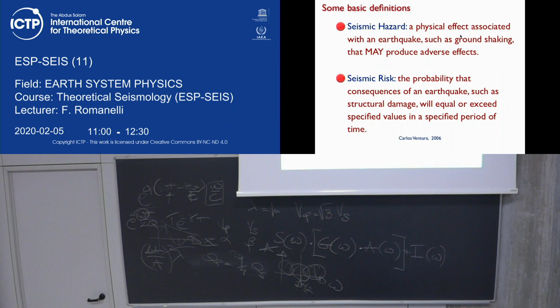And here there is another possible definition for seismic hazard. Okay? So a physical effect could be ground shaking, could be also a landslide caused by ground shaking, could be a tsunami caused by ground shaking, as we know from Tohoku. Okay, and you see, in the risk, usually you are connected with time and probability.